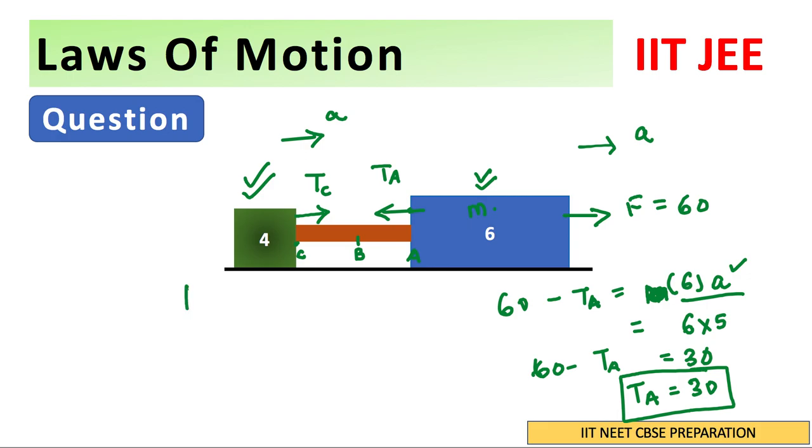So what will be the equation in this case? F net is equal to mass into acceleration, right? So mass in this case is what? 4 kg. Acceleration we have already calculated, it is 5, so 4 into 5. And this is the F net. F net for this particular block is TC, right? Tension is basically the net force in this case. So this becomes how much? 20 Newton. So this was also very simple. We found out the tension at point C is 20 Newton.